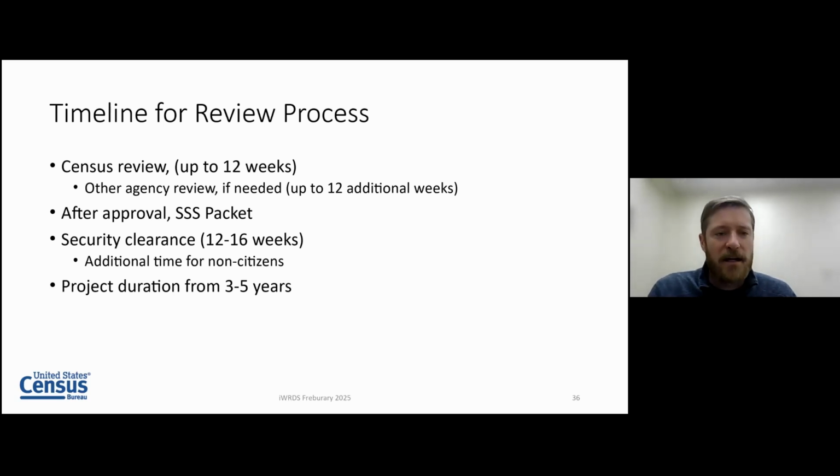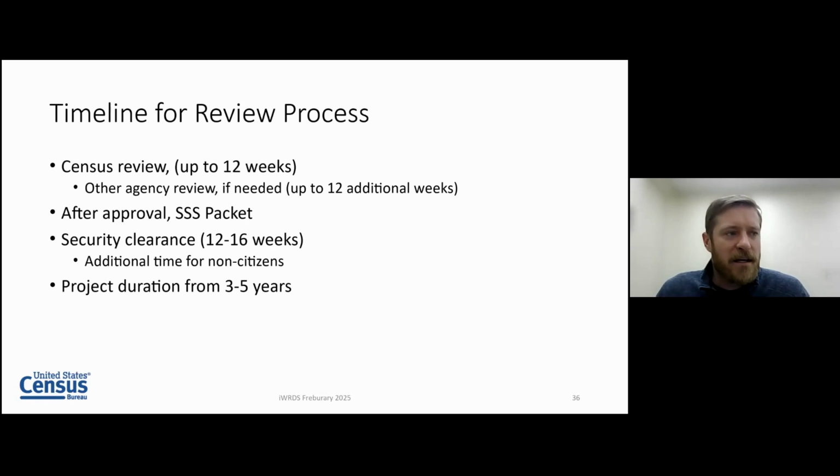Again, that time frame can change a little bit depending on the researcher and other considerations. Like I said here, for non-citizens, it can oftentimes take longer than the 16-week time frame here. So from submission to being in the RDC working on it, it's best to budget, I say around 6 to 8 months once a proposal is submitted. So that's something to consider.